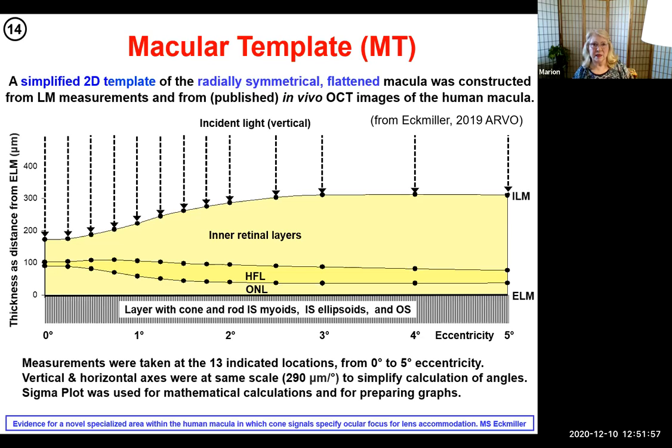Okay, so the light comes in vertically because we flattened the retina, and we're going to trace its path going through the inner retinal layers into the Henle fiber layer, through the HFL, through the ONL, and then finally it can reach, at the ELM, the optical apertures of cone photoreceptors.